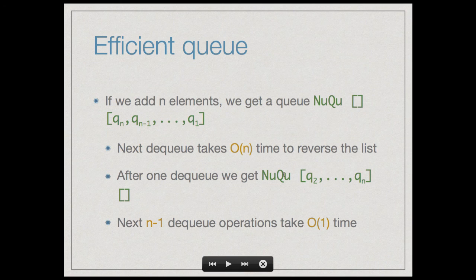We paid order n time when we did this DQ operation, but we were repaid by having to spend only constant time on the next n minus 1 DQ operations, because all we had to do was just remove the element from the front of the first list. Therefore, on average, we will still be consuming order one time per operation.